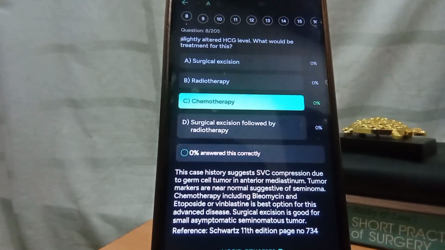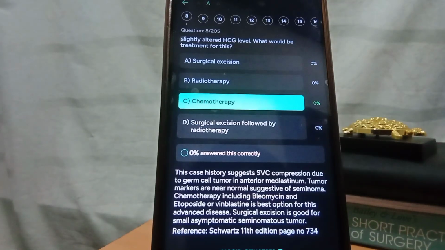chemotherapy. This case history represents superior vena cava compression due to germ cell tumor in the anterior mediastinum. Tumor markers are near normal, suggestive of seminoma. Chemotherapy including bleomycin and etoposide or vinblastine is the best option for this advanced disease. Surgical excision is good for small asymptomatic seminomatous tumor.